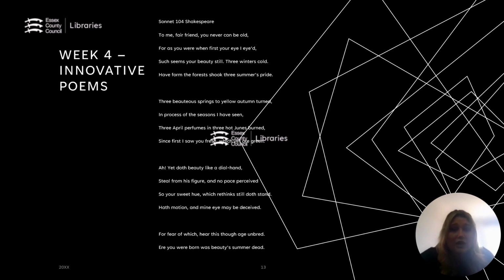So here is an example of an English sonnet, which is 104 by Shakespeare. Now this is in your booklet and you might like to annotate this. This is in the typical A, B, A, B, C, D, D, C, D, E, F, D, E, F rhyming scheme. So for example, we can see that the first line, old, and the third line, cold, is the same rhyming pair. And then we have the same for the B part, which is eyed and pride.